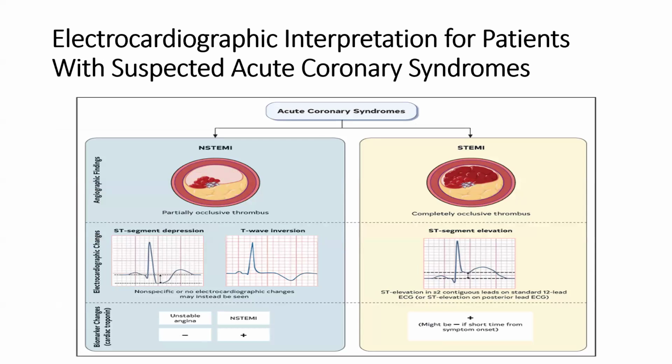Now, broadly, acute coronary syndrome is divided into NSTEMI and STEMI. NSTEMI is manifested when there is a partial occlusive thrombus, and STEMI is manifested when there is a complete occlusive thrombus.